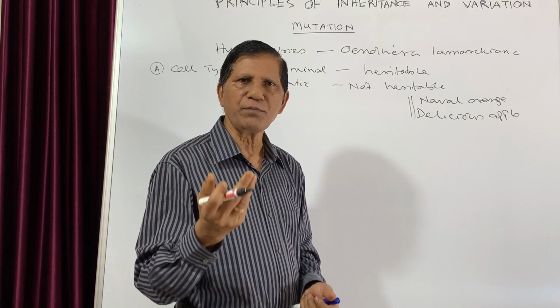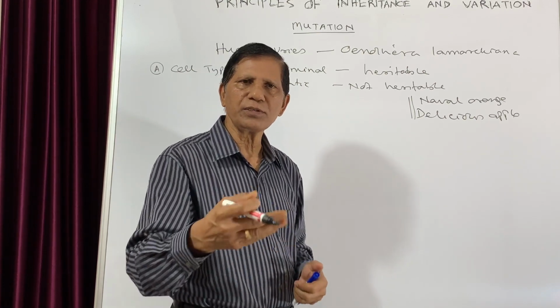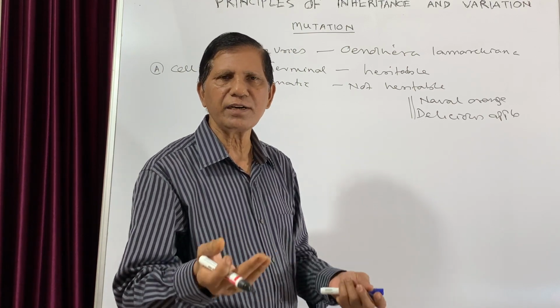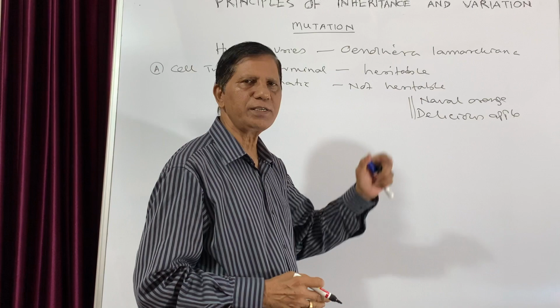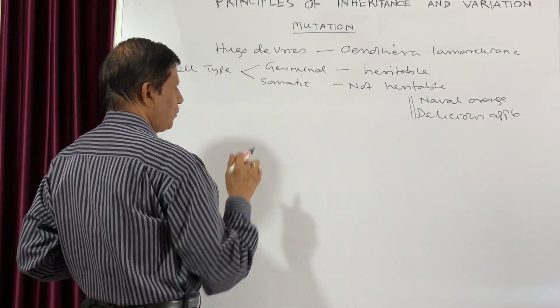Now one question may come to our mind, since they are not heritable, then how can we grow generation after generation? Then the answer is by vegetative means. We can propagate them by vegetative means. So depending upon cell type, these are the two types.